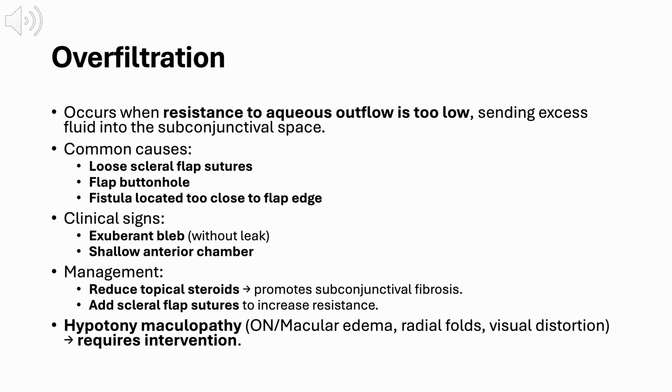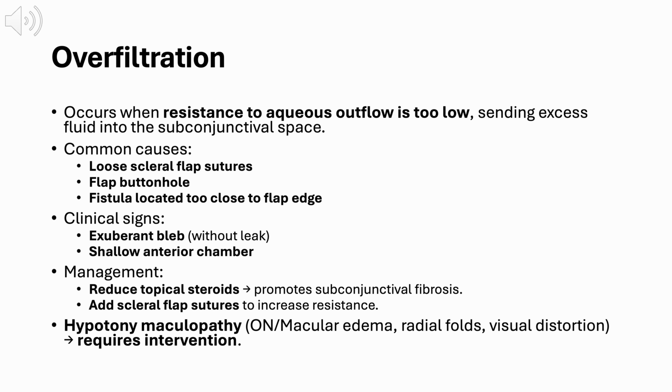Clinically, you'll see an exuberant, elevated bleb without any evidence of a leak, and very often a shallow anterior chamber, because the eye simply can't maintain volume. The risk here isn't just transient hypotony. Prolonged overfiltration can distort the posterior pole, leading to hypotony maculopathy with radial folds and visual distortion. That's the milestone that forces intervention.